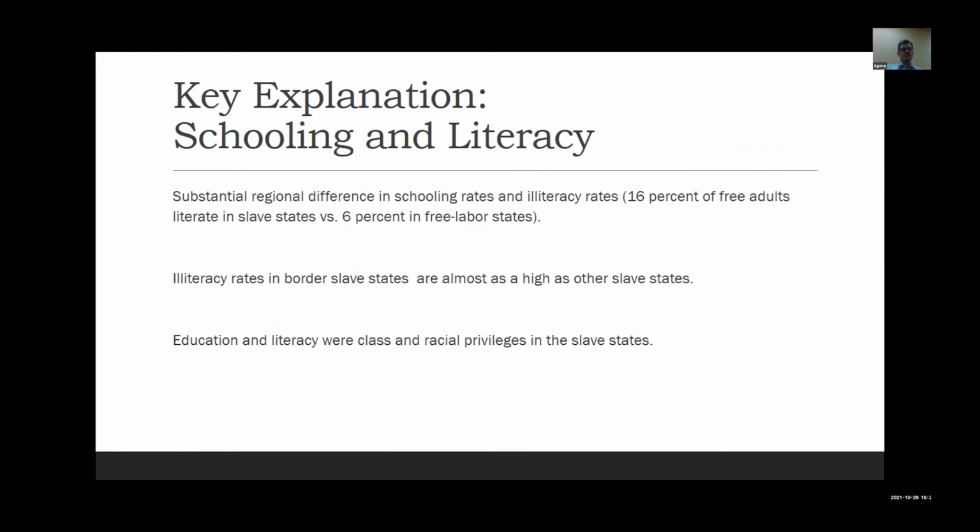The key explanation I focus on in the paper is the big regional differences in terms of schooling and literacy. Schooling rates in the South are well behind that of the North, and literacy rates are much higher in the free population of the North than the free population of the South. The key thing here is that even in the border states, states like Kentucky, Maryland, Delaware, and Missouri, the literacy rates are still really high. They're closer to the cotton states than the free labor states. So this could help explain what's happening in cities such as Baltimore and St. Louis. And then just the general point that education and literacy were marks of class and racial privilege in the slave states, that they were not in the same way in northern states.